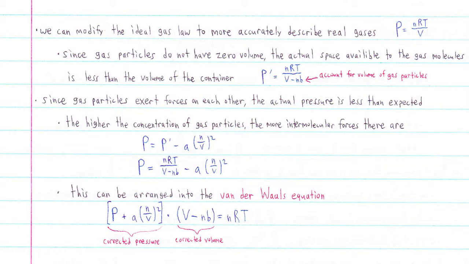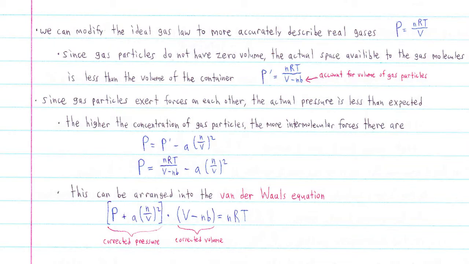And the higher the concentration of gas particles, the more intermolecular forces there are, so the more we have to correct the expected pressure. And so the concentration is the moles divided by the volume, if we're talking about molarity. And so the correction factor is we take the expected pressure and subtract a, which is another constant that you'd have to obtain through experimental data, multiplied by the concentration squared, (n/V)². And so this is the corrected pressure.